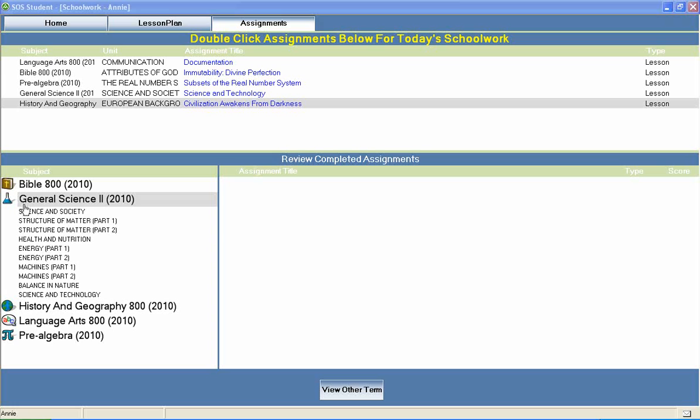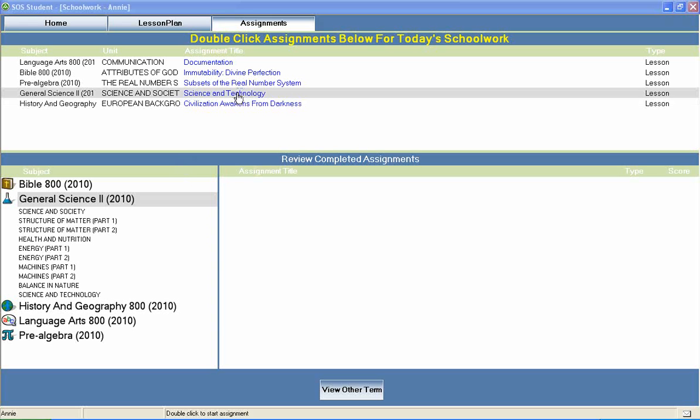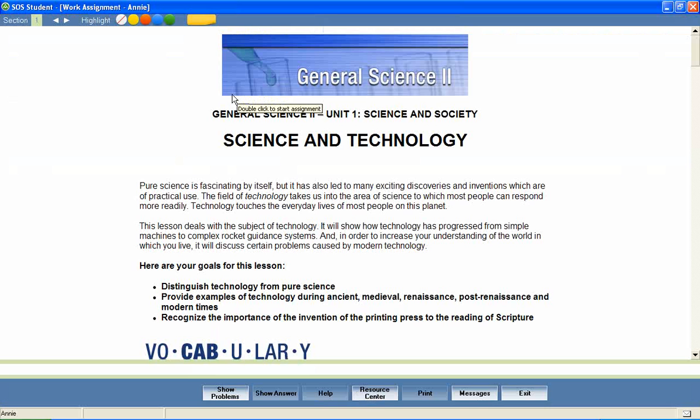Switched On Schoolhouse General Science 2 is a middle school science course that is typically included in an 8th grade course of study and includes units on science and society, health and nutrition, energy, machines, science and technology, and much more. Now let's take a look at a General Science 2 lesson to see how topics like these are covered. In a unit entitled Science and Society, let's look at a lesson called Science and Technology.